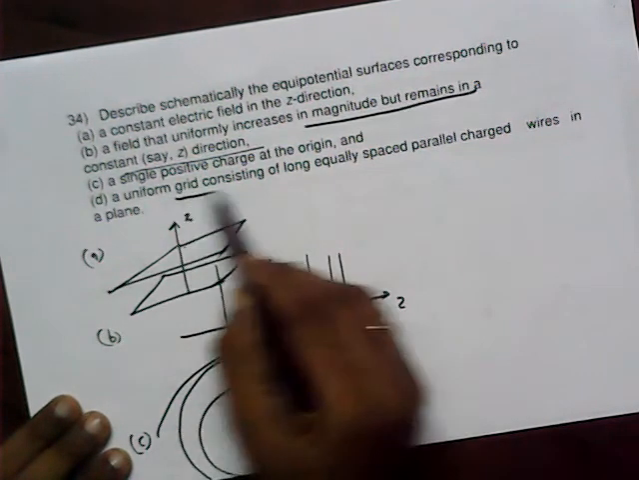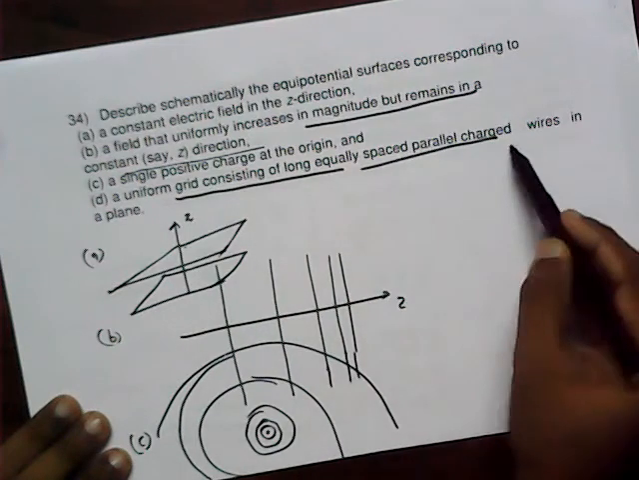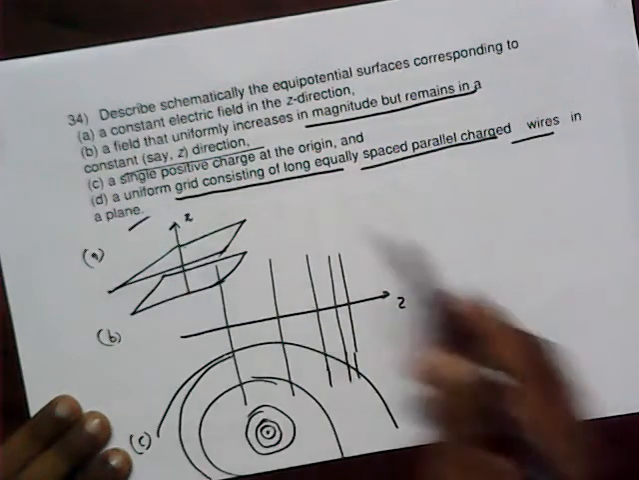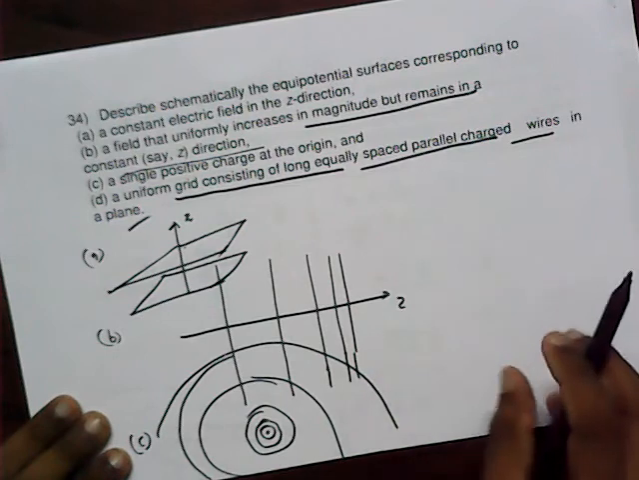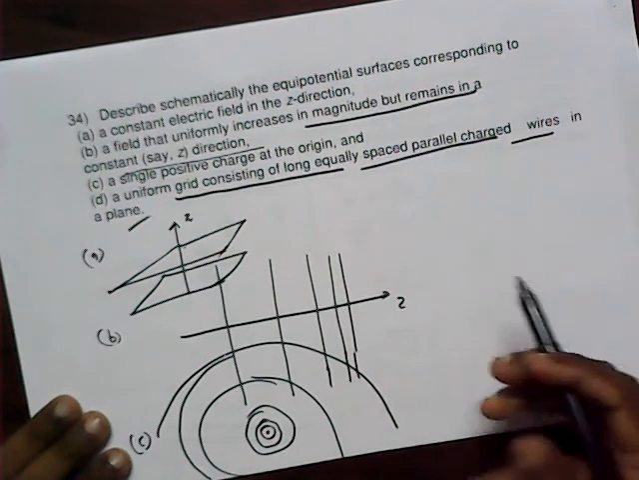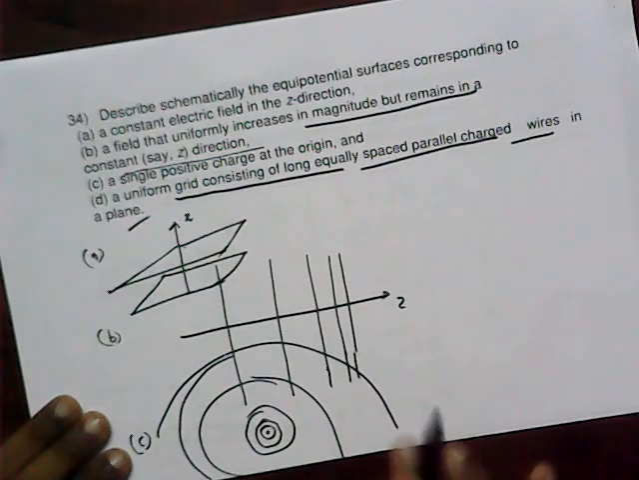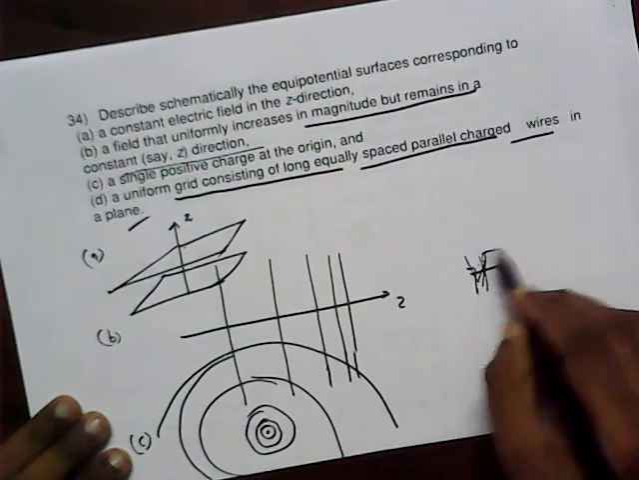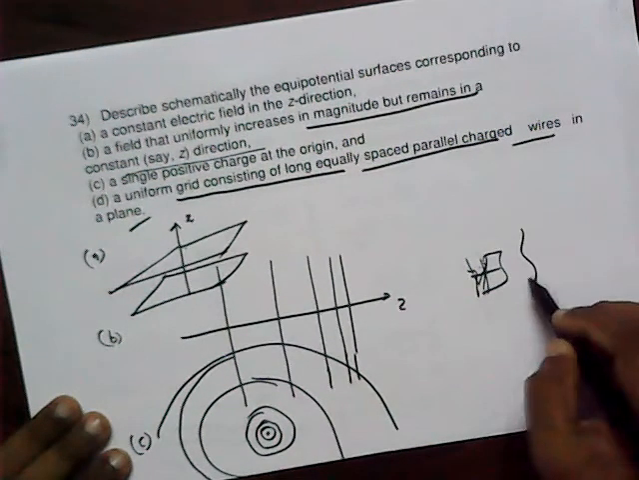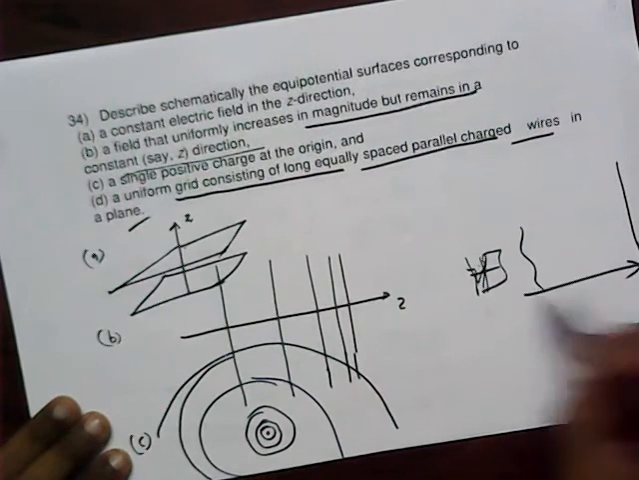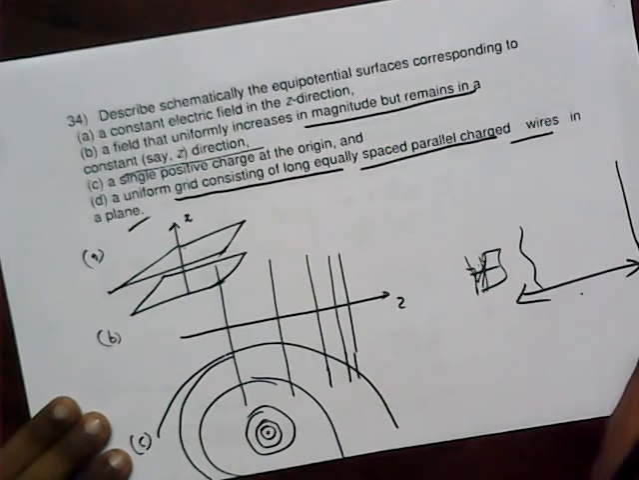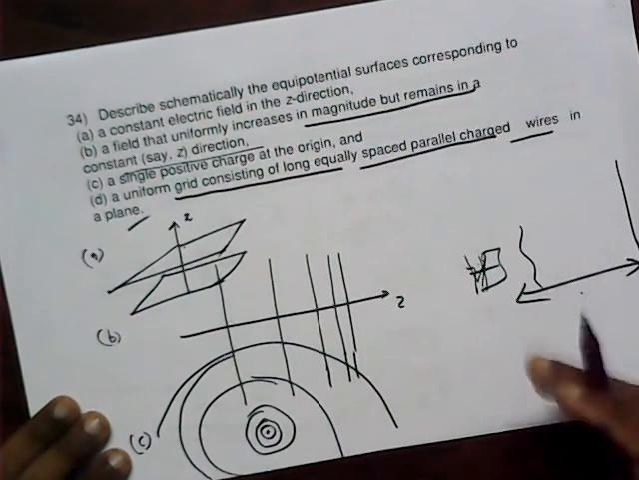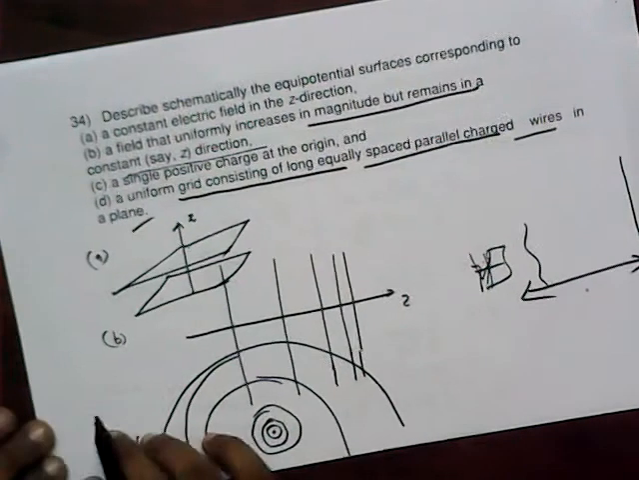And then a uniform grid consisting of long, equally spaced, parallel charged wires in a plane. Keep in mind, in that case we can't say a specific shape, but we can say one thing. At large distances with respect to that grid, at farther distances, we can say it is parallel to the grid and a straight line. So that is a very important concept.